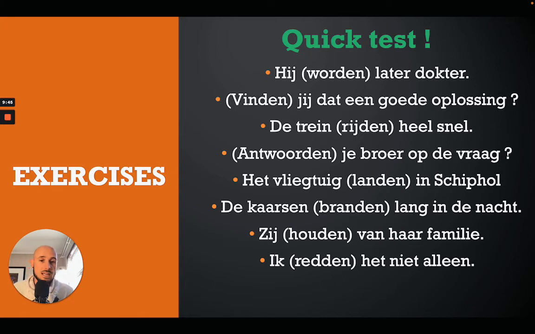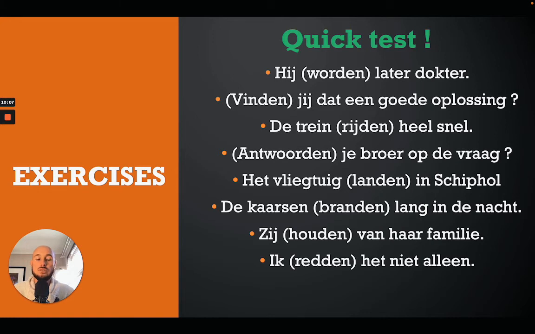But now we have to check whether it's a personal or a possessive pronoun. In this case, it's a possessive pronoun because it's je broer, jouw broer, your brother. So in this case, we have to write the T. So it's antwoord with DT. We go to the next one, and the next one is het vliegtuig landen in Schiphol.